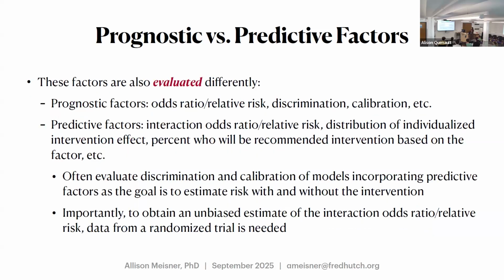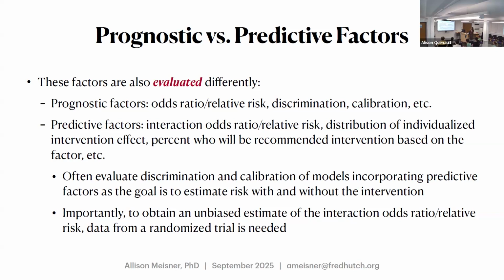The factors are also evaluated differently, prognostic versus predictive. For prognostic factors, we focus on things like odds ratios or relative risks, and measures of discrimination and calibration. For predictive factors, there's a lot of emphasis on interaction coefficients: how does this predictive factor modify the effect of your intervention? Also the distribution of individual intervention effect, and relatedly the percent who would be recommended the intervention based on the factor. If everybody is going to be recommended the intervention or nobody is, that's not a very useful predictive factor. You'd like something where some subset of your population will not be given the intervention based on your factor and some will.